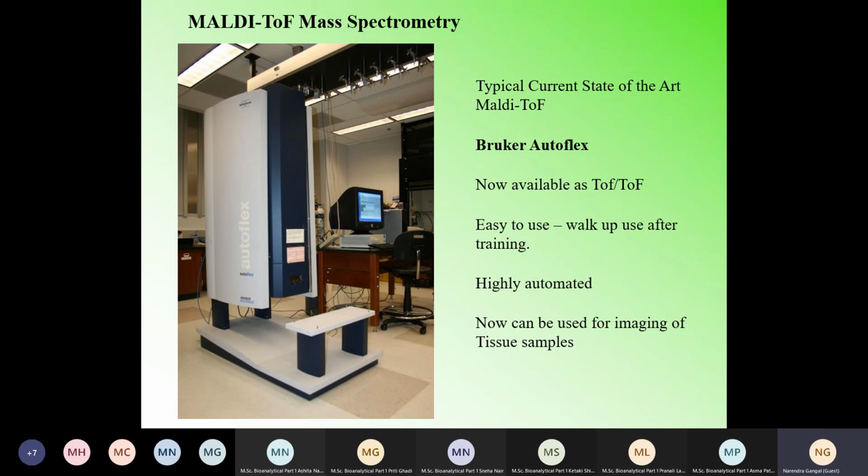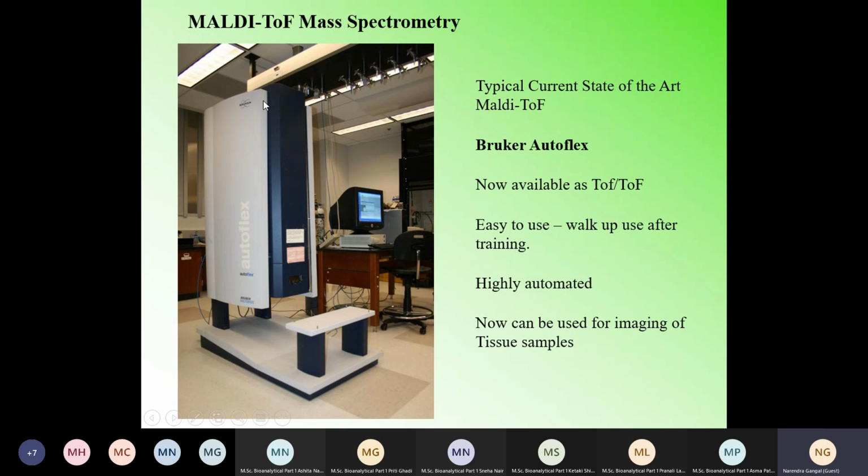There is a formation of MH plus, and then this MH plus will be accelerated to my mass analyzer portion, and the mass analyzer will analyze the masses coming from my ionization source, and then I will get a mass spectrum. So this is a typical Bruker MALDI-TOF.